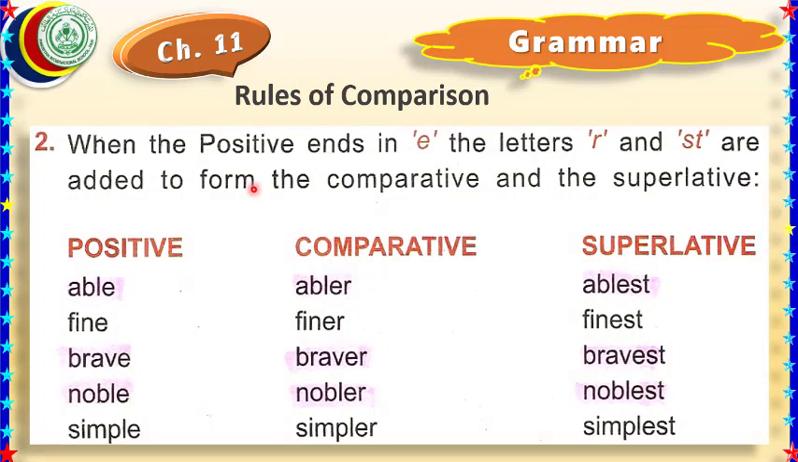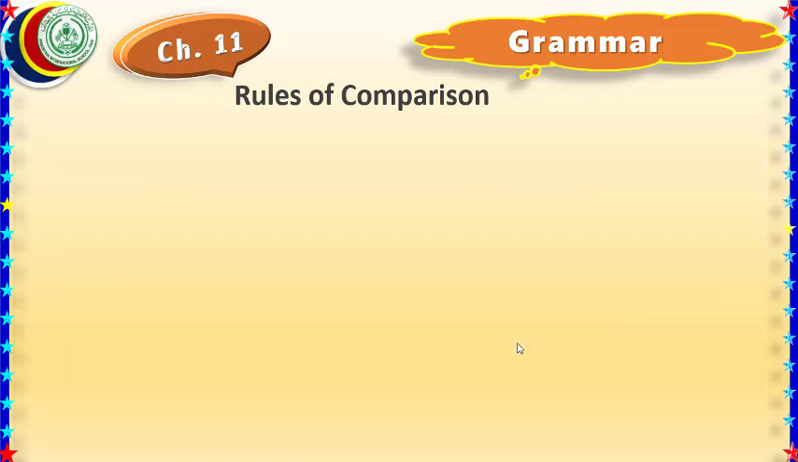Dear students, this is rule number 2. To change a positive adjective into comparative and superlative, when the positive ends in E, the letters R and ST are added to form the comparative and the superlative. For example, able, abler, ablest, fine, finer, finest, brave, braver, bravest. All these are formed in the same way.